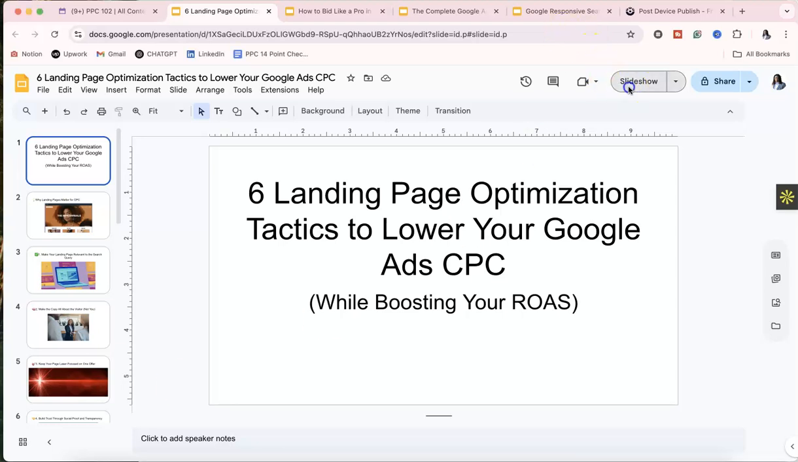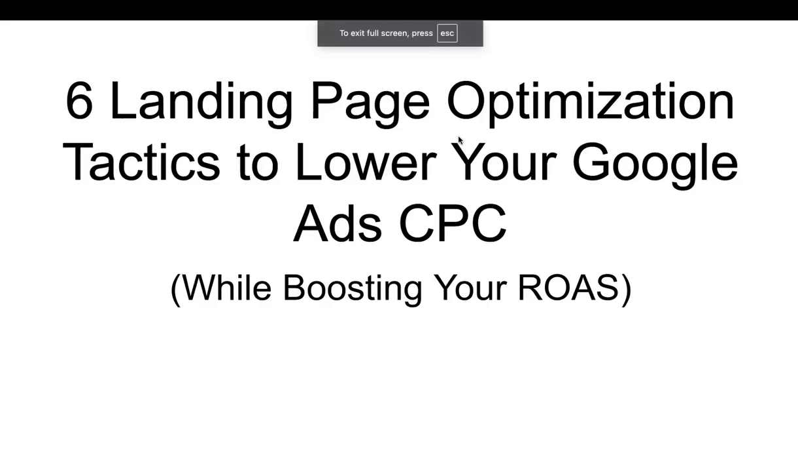I only have 15 minutes to make these videos. So today, in today's competitive ad landscape, running profitable Google ad campaigns isn't just about targeting the right keywords or setting the perfect bid. One of the most powerful yet overlooked levers for reducing your cost per click is right underneath your nose, which is your landing page. If you don't have a landing page, it's not the end of the world.